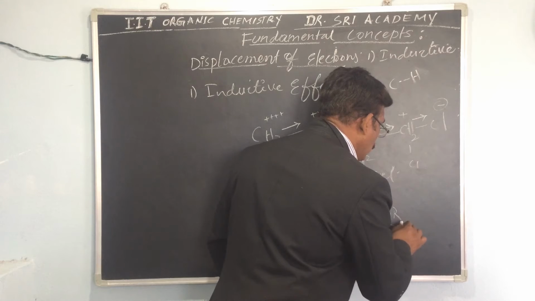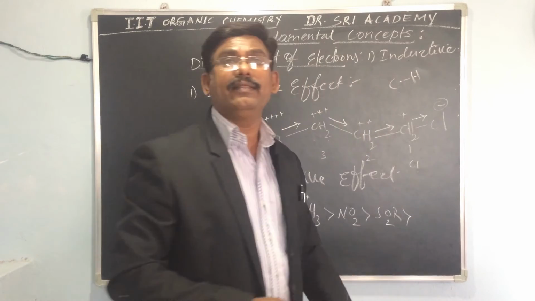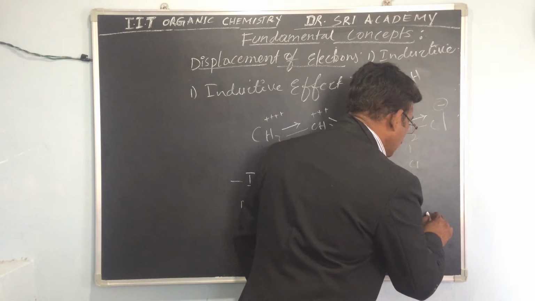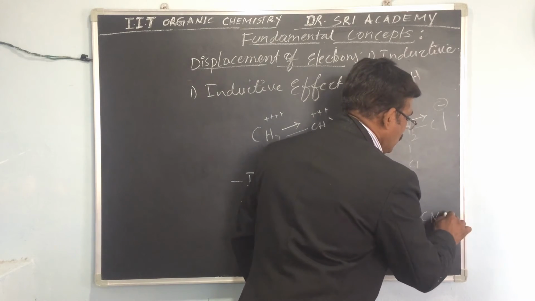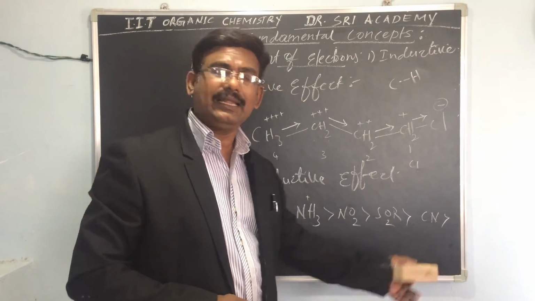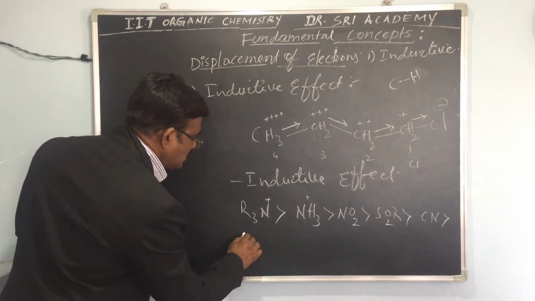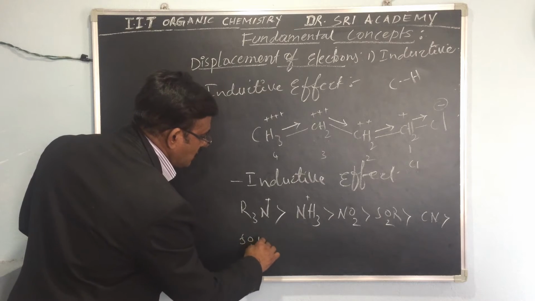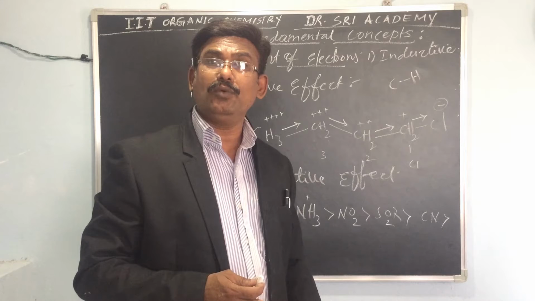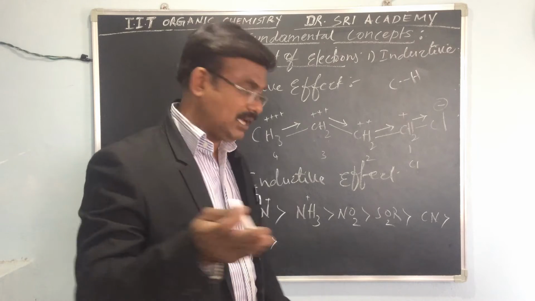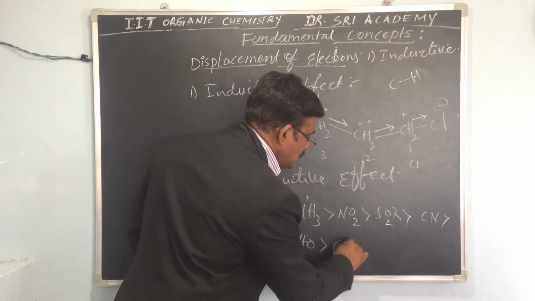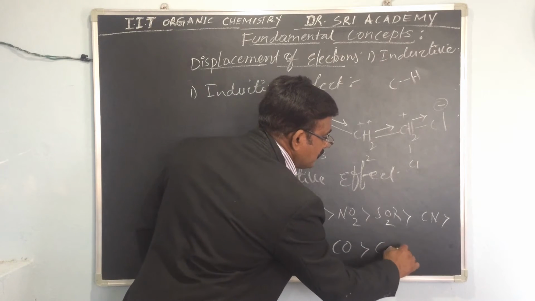SO2R, we can say SO2R is greater than the nitrile and sulfuric acid. Nitrile, the CN group, is greater than the SO3H. SO3H is greater than the carbonyl compounds, meaning acids, for example aldehydes, ketones and acids.